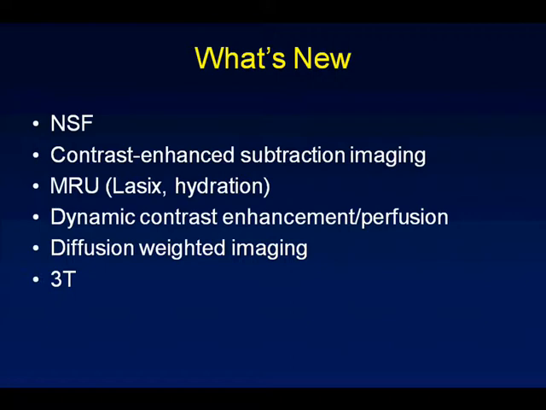And then afterwards, I'll go over the state-of-the-art imaging as it applies to various organs of the GU system, while along the way I will show you some of our new techniques, such as contrast-enhanced subtraction imaging, and our new techniques for MRU, where we use hydration and Lasix to distend the collecting system. We'll talk a bit about dynamic contrast enhancement, which is available, but with the new 3T magnets, we can scan much faster and even get more perfusion-like data. And then we'll move on to diffusion-weighted imaging and see how it can help in particular issues such as localizing prostate cancers, and touch a bit on 3 Tesla.